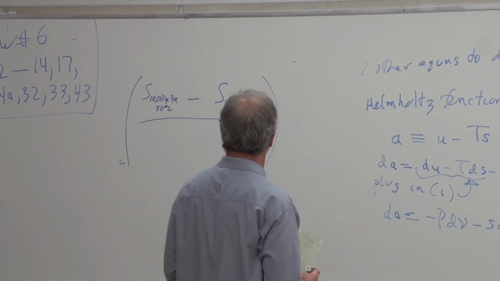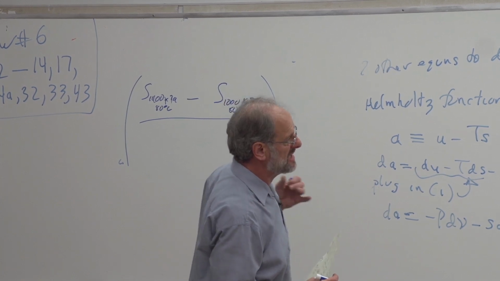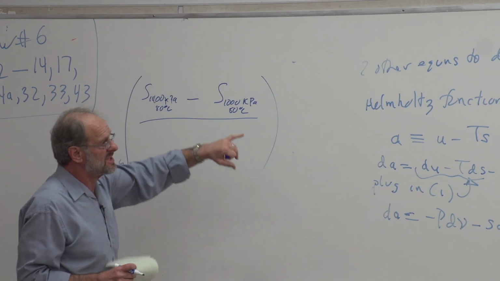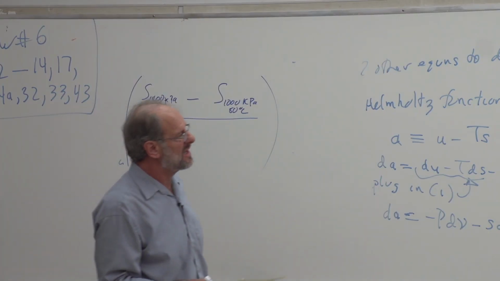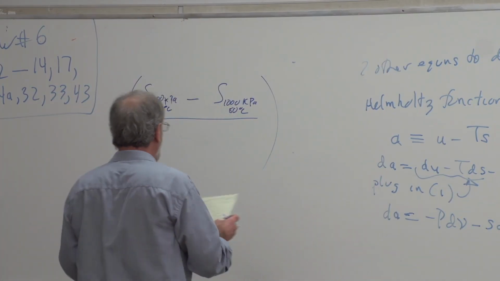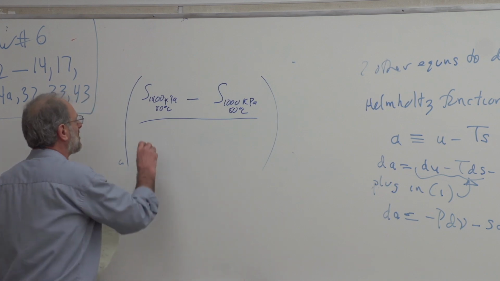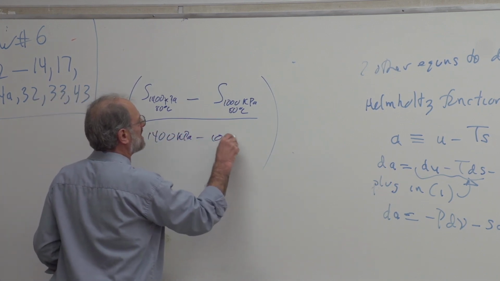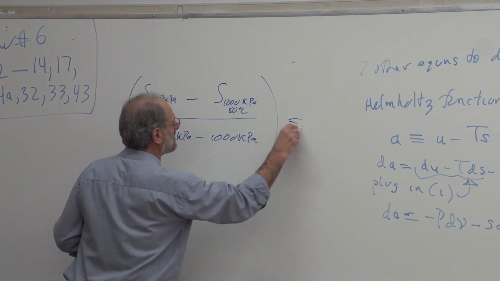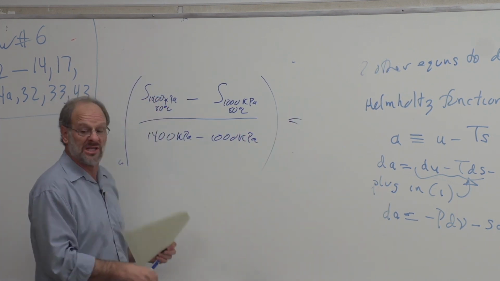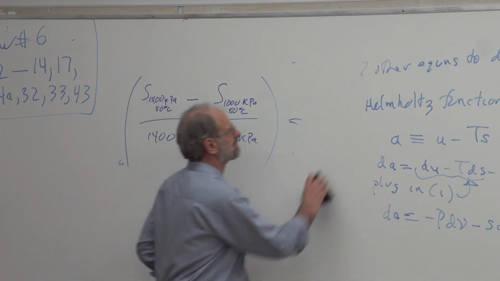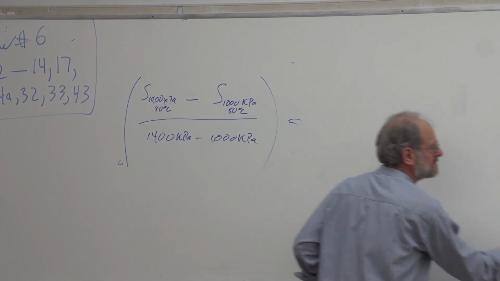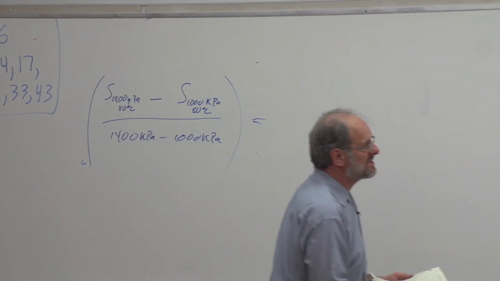So this is the entropy change as it is affected by pressure at a particular temperature, right? So it says at the constant temperature of 80 degrees C. And then in the denominator is just the delta P term. So this is just going to be 1,400 kilopascals minus 1,000 kilopascals. So there's the left-hand side of the equation.